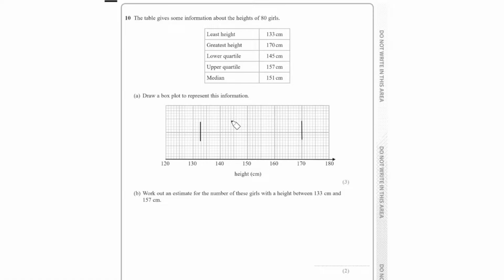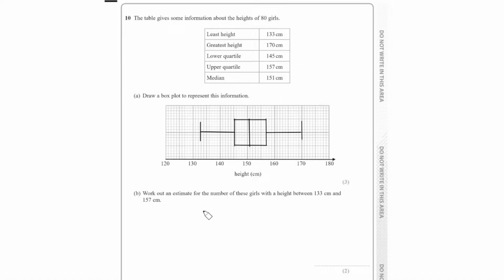piece of paper. Lower quartile, 145. That's meant to be on the 145 exactly. Upper quartile, 157. These are just easy marks, these. And then median is 151. And then you just have to join up the 3 in the middle as a box. Again, hopefully nicer than mine looks. And then the others are like whiskers or tails or whatever you want to call them. So draw a line in the middle. Something like that. That will be your box plot. 3 marks. I think it's quite nice for 3 marks, really.